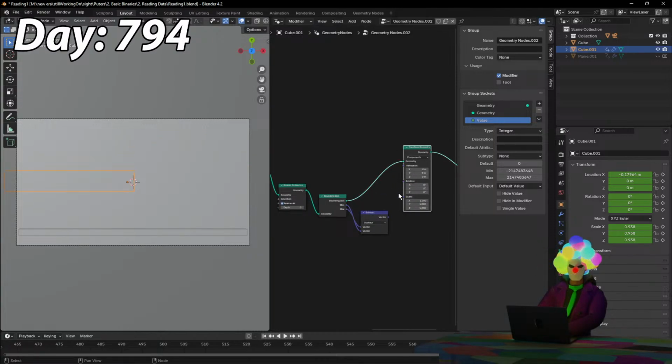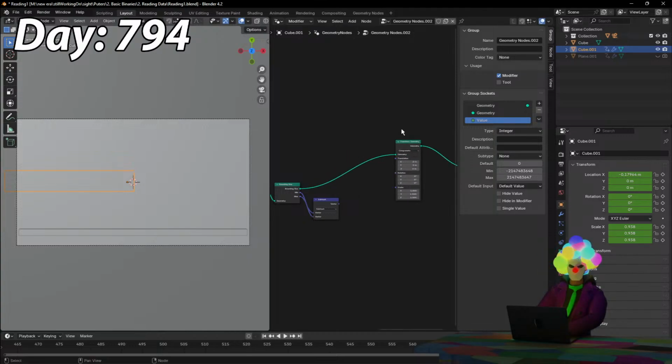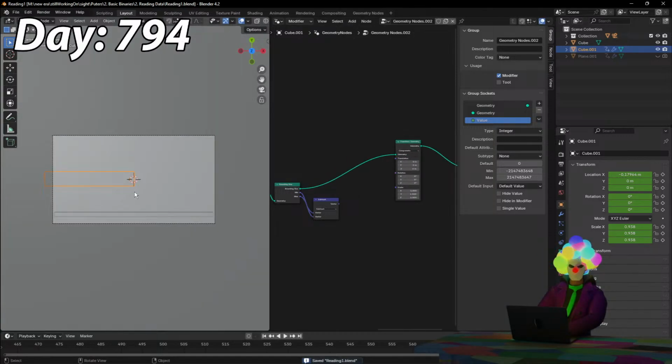I am brute forcing maths here because I'm tired. We want to take the center point of this, which is we have the end, the minimum, the maximum, correct? How do I do it backwards?